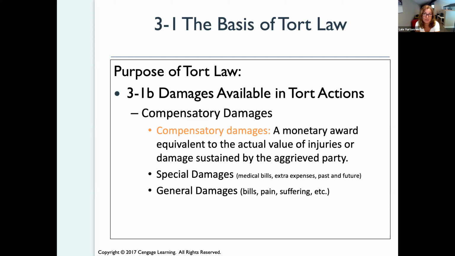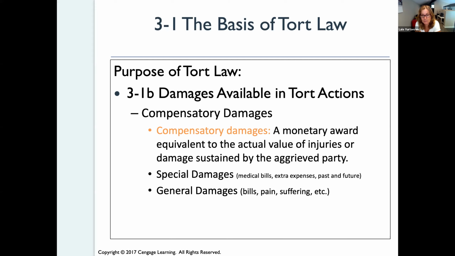The crime really punishes the wrongdoer, gives fines or jail time, right? That doesn't compensate the injured party. Criminal court will not provide compensation for the injured party. That's why we have tort law, and the injured party can go and recover damages based on tort law.